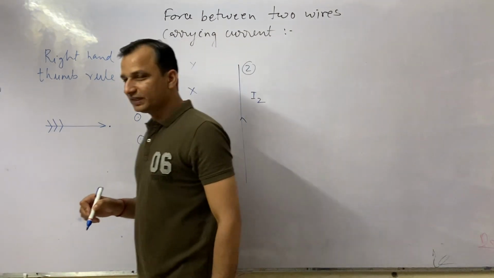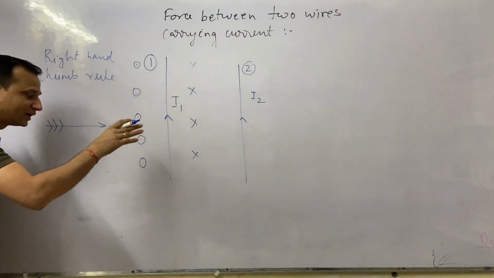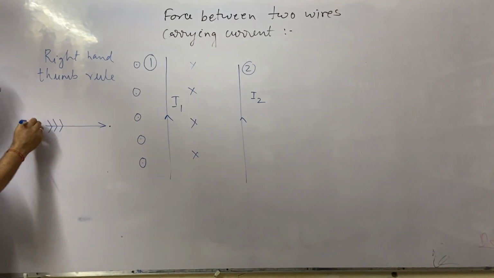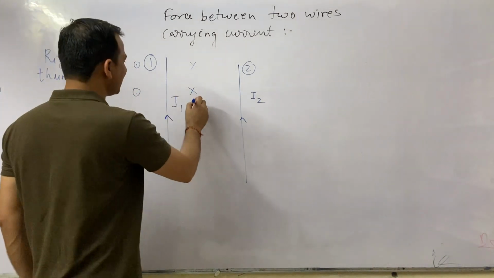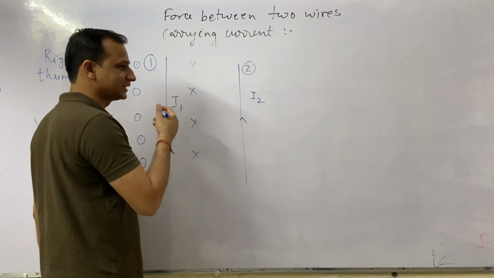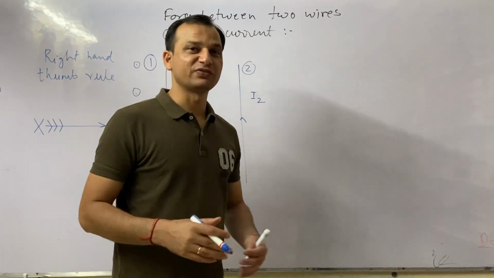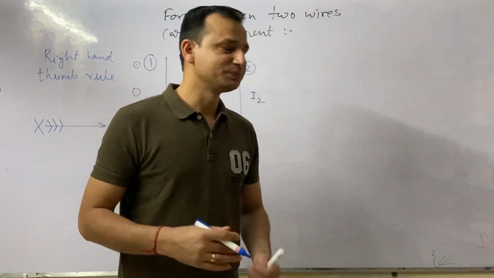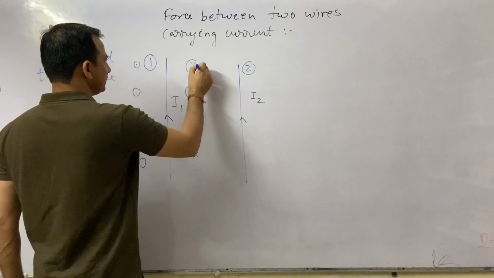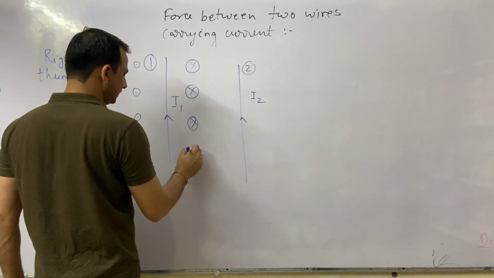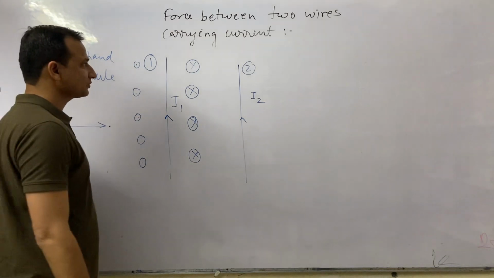And when the arrow is going away from you, then the back side of the arrow looks like a cross. So when a magnetic field line is going into the page, we are seeing the back side of the magnetic field line. That is what we assume, at least. So these are the field lines which are going into the page, and these are the field lines which are coming out of the page.